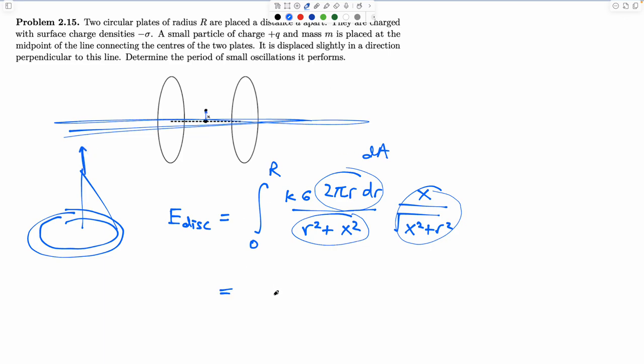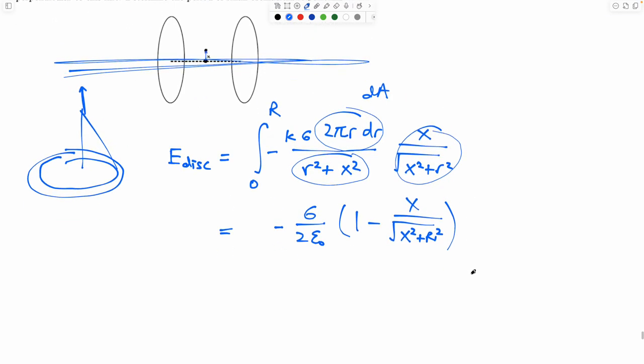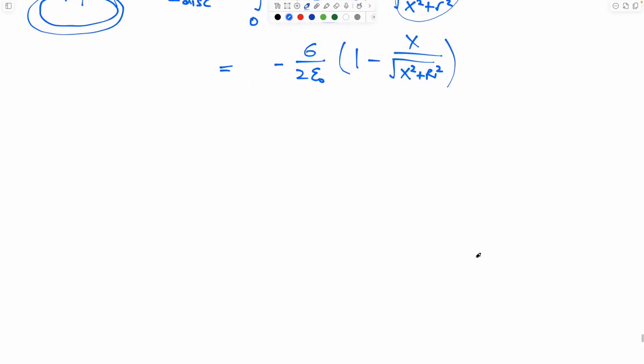Okay? So when you evaluate this integral, you can solve this using u substitution. You should get negative sigma. There's a negative here because it's negative charge. It's like this, basically. You can go try the integral yourself. Shouldn't be too hard. And then the tricky part is applying Gauss's law.